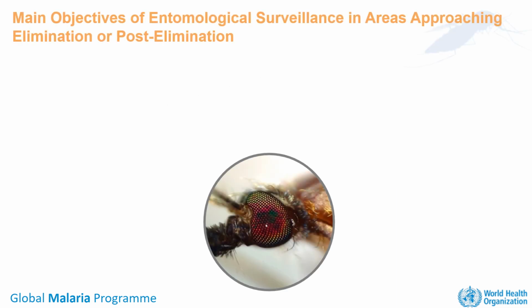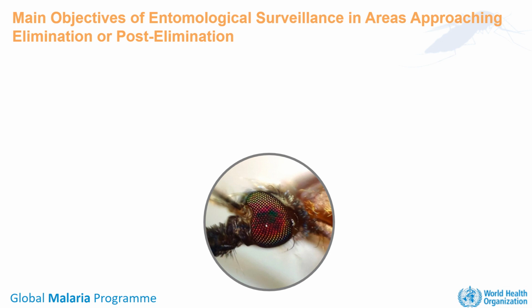Entomological surveillance can be defined as the regular, systematic collection, analysis, and interpretation of entomological data for risk assessment, planning, implementation, monitoring, and evaluation of vector control interventions. Entomological surveillance is a core function of the malaria program. As with surveillance for human disease, entomological surveillance data are collected to make programmatic decisions in order to optimize vector control.